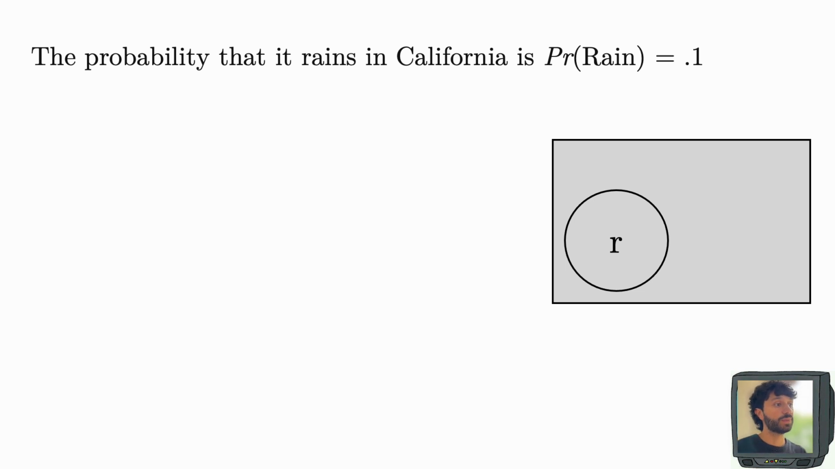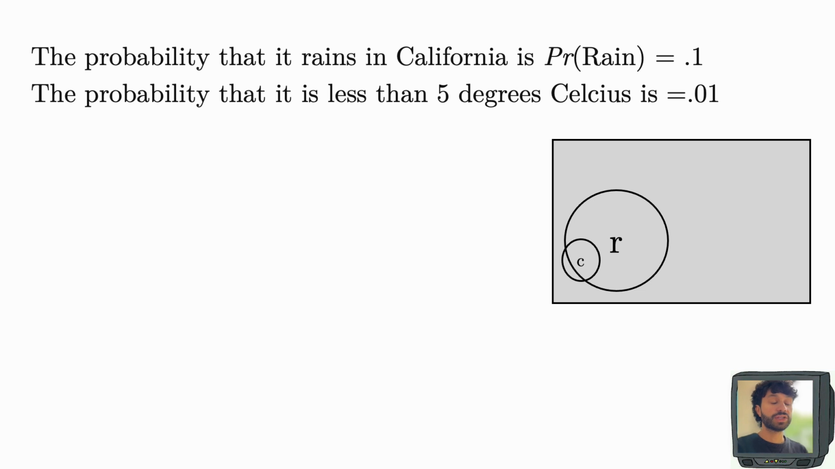So suppose I tell you that the probability that it rains in California is around 10%, so 0.1. And I'm representing raining in California with the rectangle as the possibility space, and R, the circle, is when it's true that it rains in California. And suppose I also tell you that the probability that it's less than 5 degrees Celsius in California is 1%. So it's very rarely less than 5 degrees Celsius. And here I represented it as the little C circle.